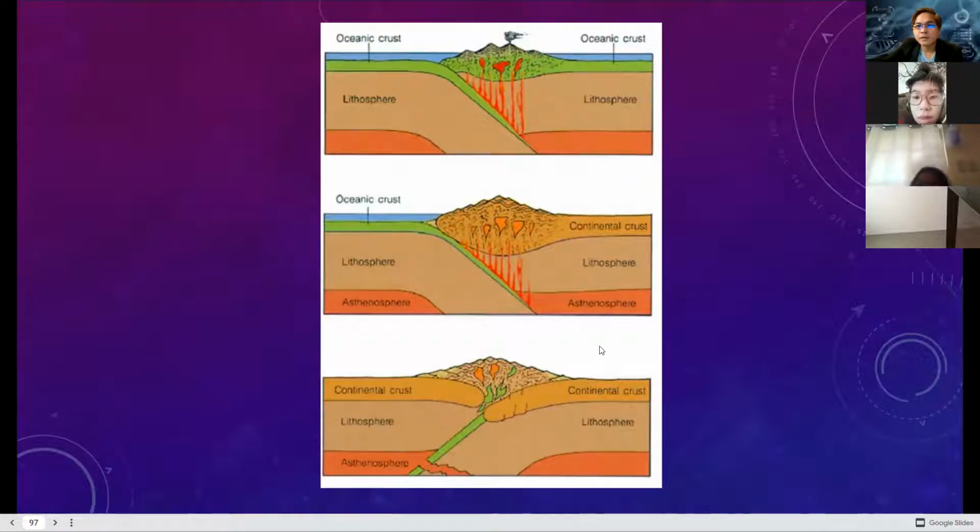Okay. How about continental and continental plate? If it is continental and continental plate, you're actually creating mountains. If one is much denser, then one will actually subduct. But most likely, they will create mountains, right? Your mountain belts. This is continental convergence, right?